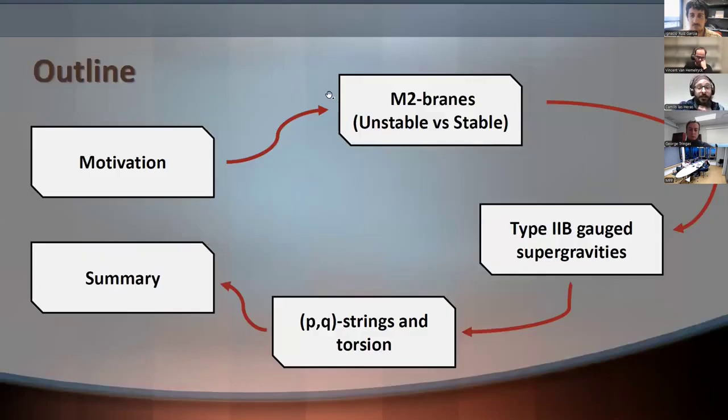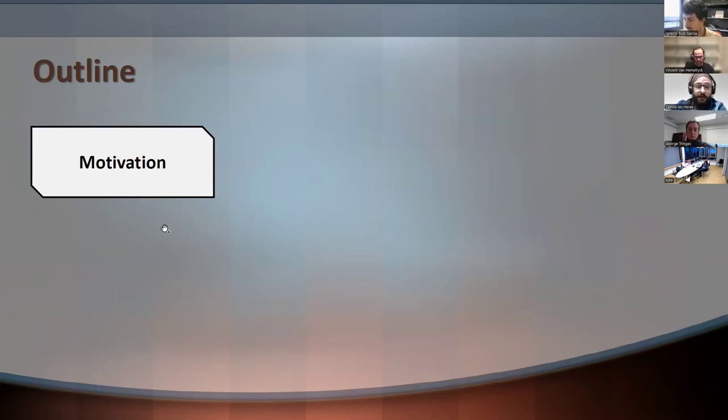So the outline of the talk is the following. I will start with a brief motivation about our work. Then I will talk about M2 branes, and I will try to establish some differences between what people call classically unstable M2 branes and what we call stable M2 branes. From this point forward, I will restrict myself to stable M2 branes, and I will try to establish some relations of these M2 branes with type 2B gauge supergravities and also with PQ strings, and the role that torsion plays in the local and global description of these M2 branes. And I will end the talk with a brief summary of our results.